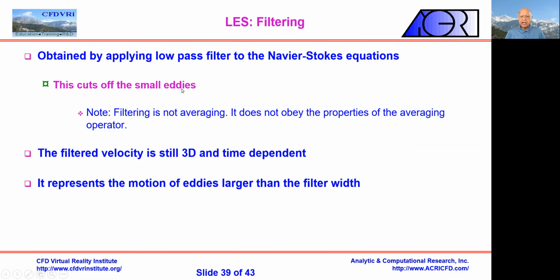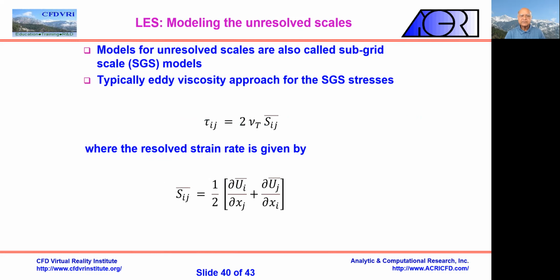And this is filtering, not averaging. We filter them out. It does not obey the properties of averaging. You're just cutting them off. So the filtered velocity is still 3D time dependent, right? It represents the motion of eddies larger than the filter width. So my filter is like putting a sieve there and saying any eddy that goes through the sieve is not of my concern. I'm going to think of things bigger than the sieve.